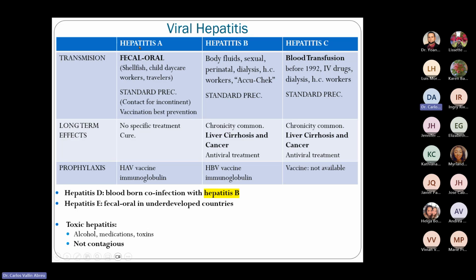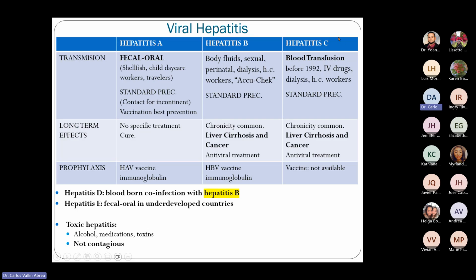There is a type of hepatitis that is very similar to hepatitis A, and that is hepatitis E. Hepatitis E is also fecal-oral. It is not seen here in America. It is more common in underdeveloped countries, but it has the same mechanism of transmission. It doesn't have a vaccine.